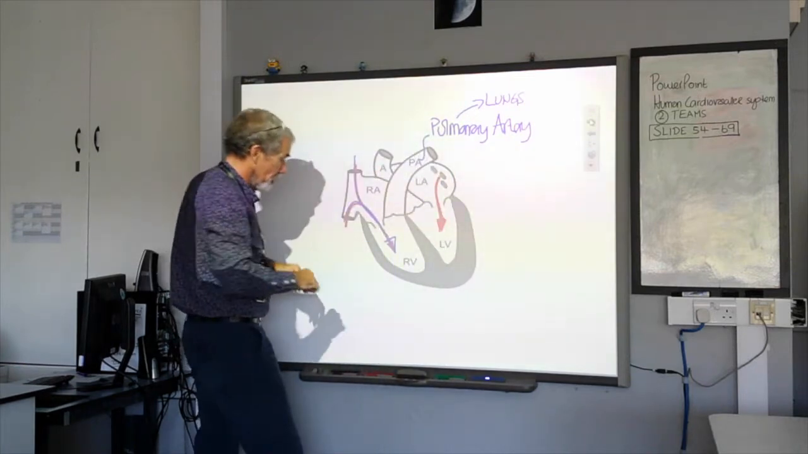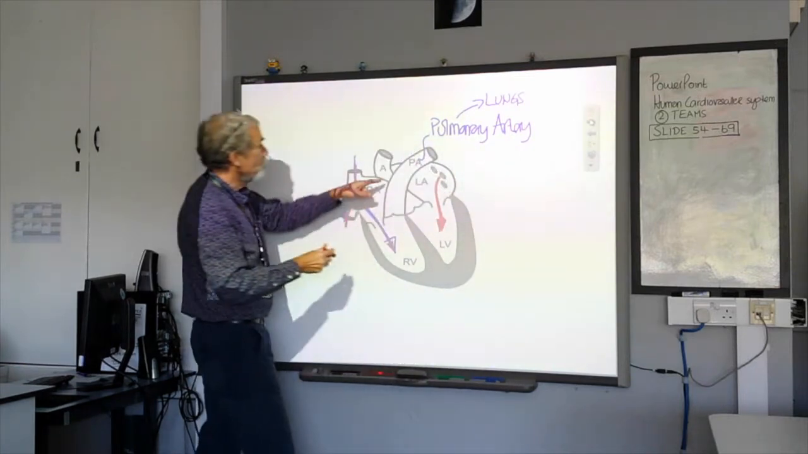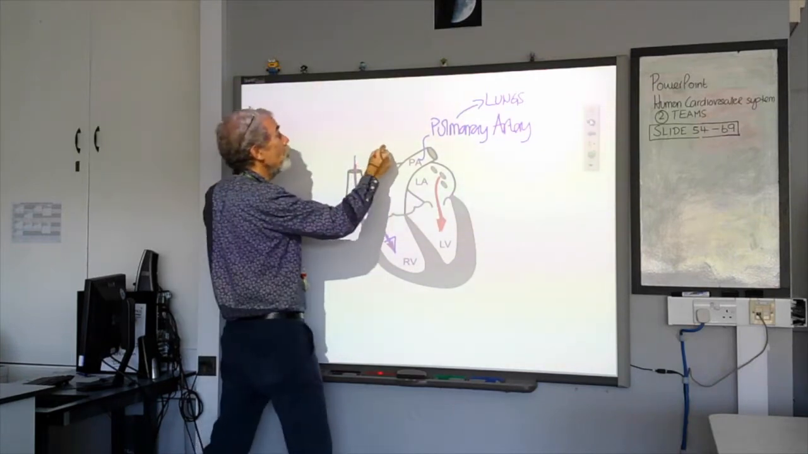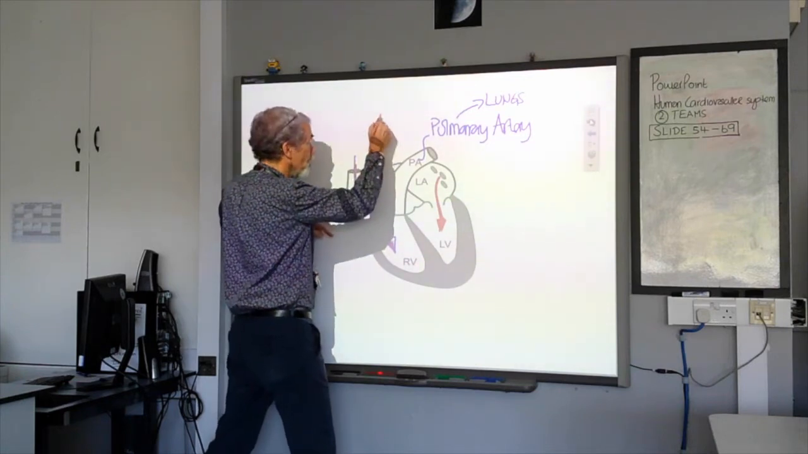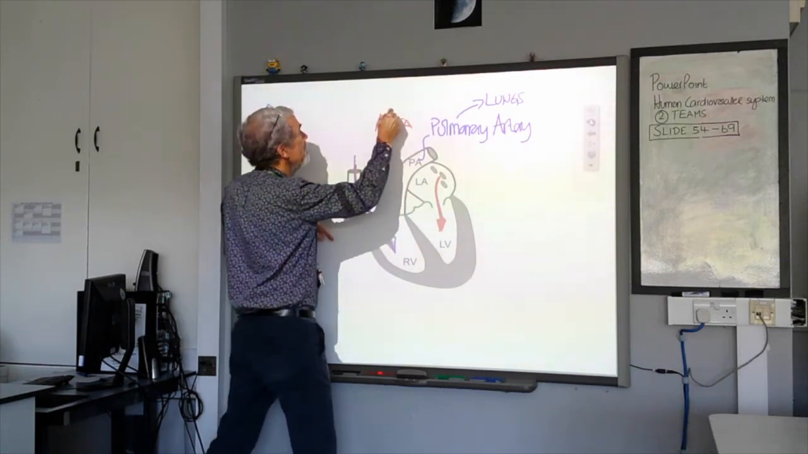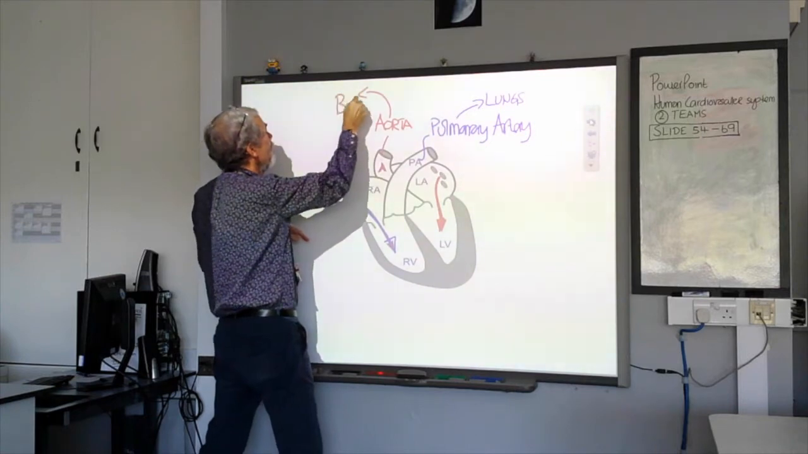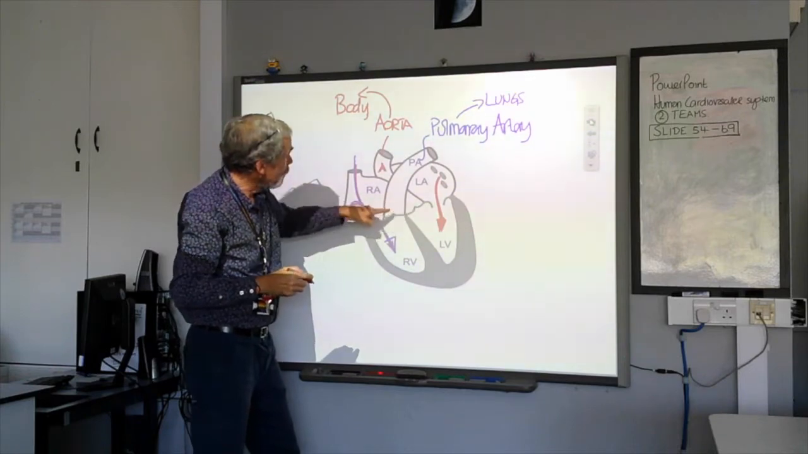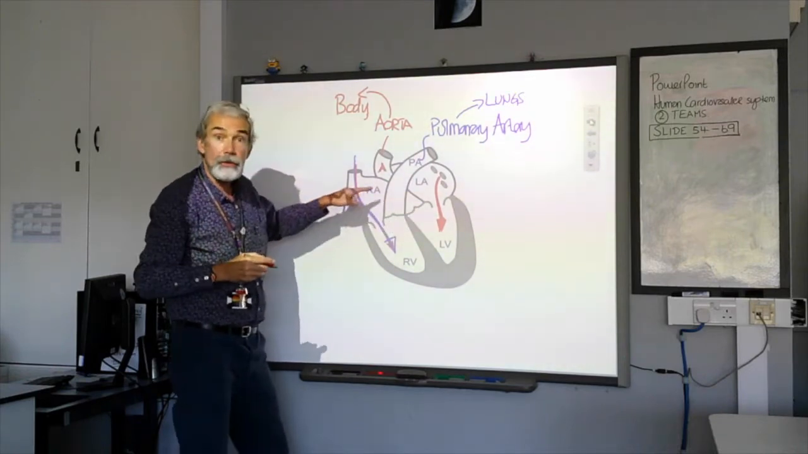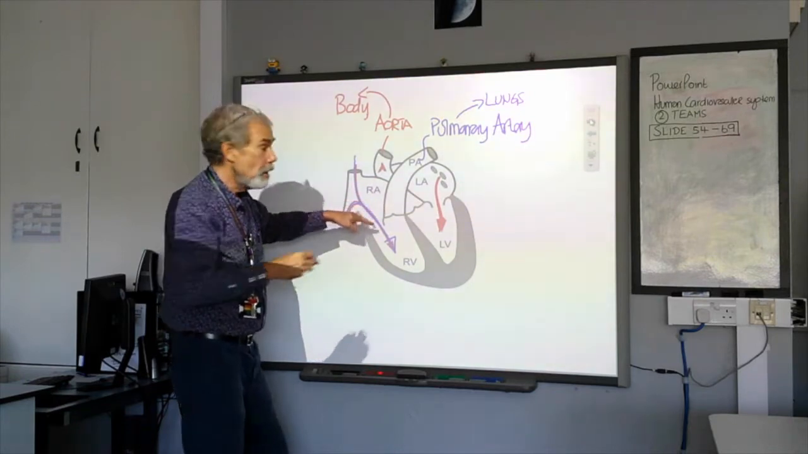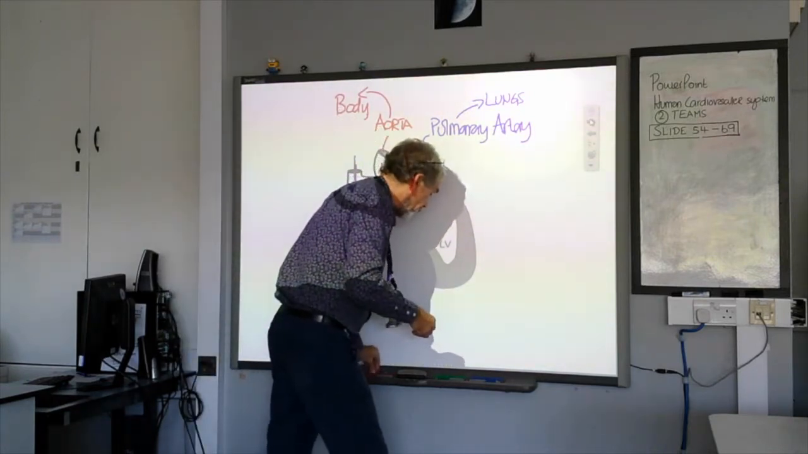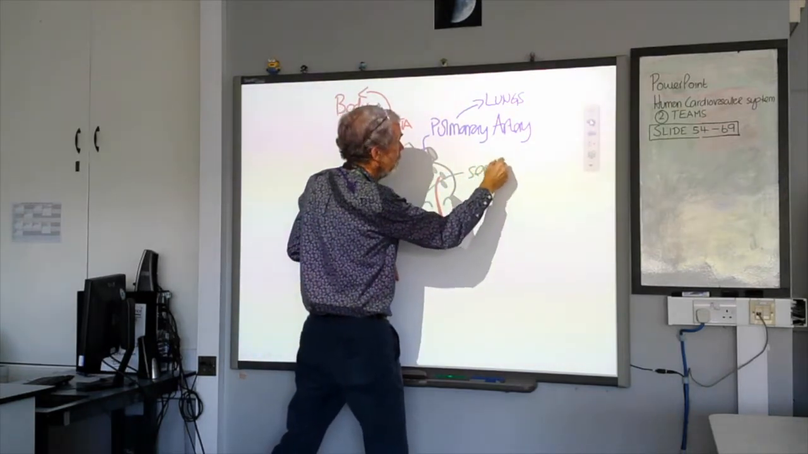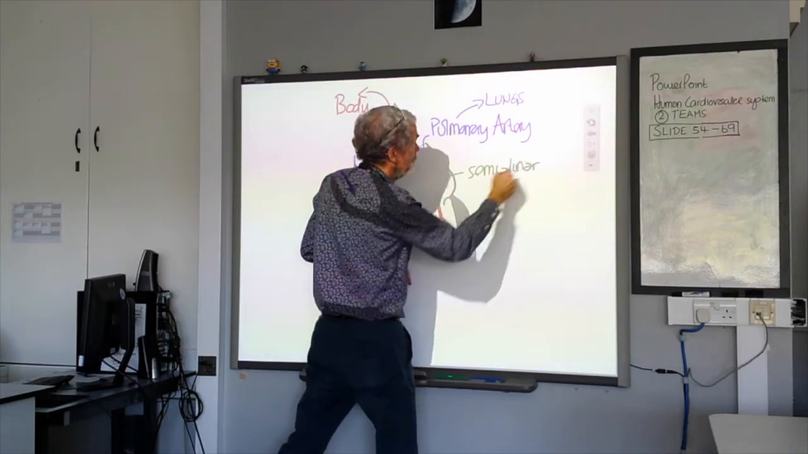And on this side, we have got a large blood vessel coming out here. Begins with A. It is an artery, but we call it the aorta. And that is taking blood right the way around the body. And you will notice that there are valves here. These are called, if you remember, these are called semi-lunar valves.